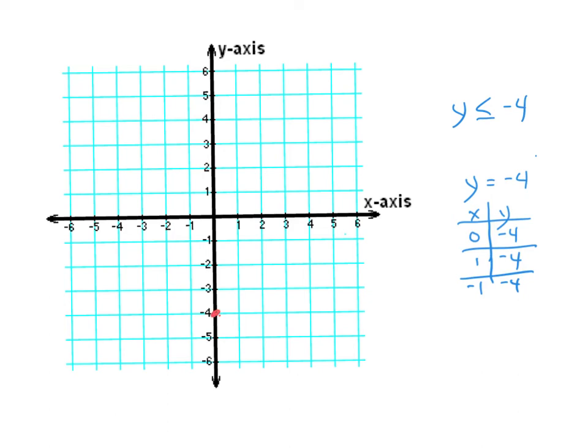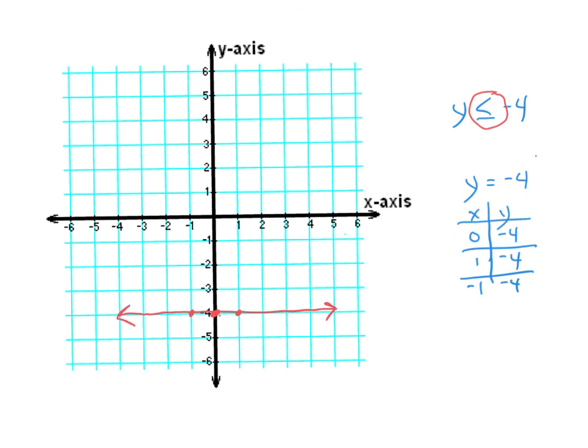Here's the point (0, -4). Here's the point (1, -4). Here's the point (-1, -4). And if I were to draw a line for this, once again, notice I want to draw this inequality, and it's less than or equal to, so this line is going to be a solid line. It would be going through this particular way.